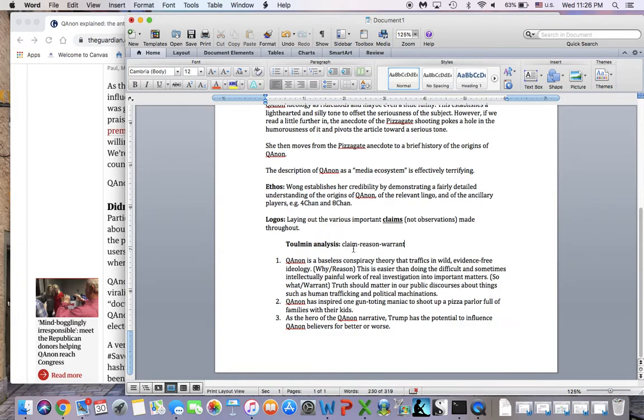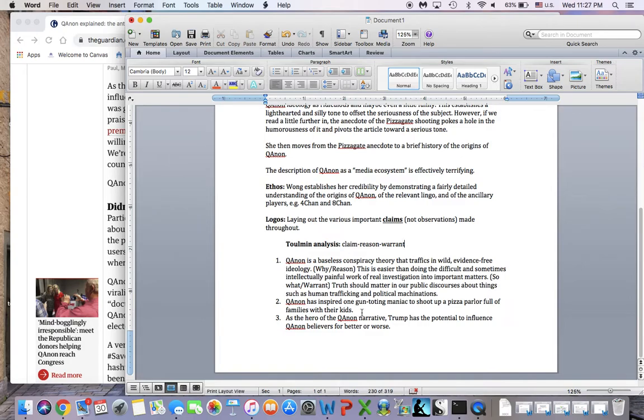But struggle to break down the claim into claim, reason, warrant. So once you've found the claim, ask what the immediate why is to that claim. What's the immediate why that the claim raises? And then what's the immediate so what that the warrant raises?